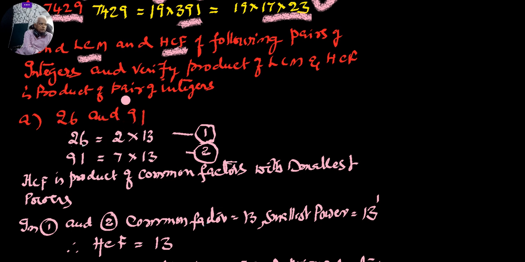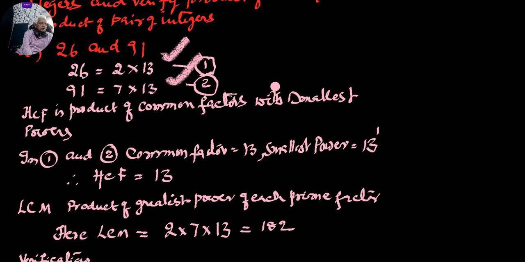First pair is 26 and 91. Split into prime factors. 26 is 2 times 13. 91 is 7 times 13. HCF is the product of common factors with smallest powers. 13 is the only common factor here, and powers are the same. So HCF is 13.